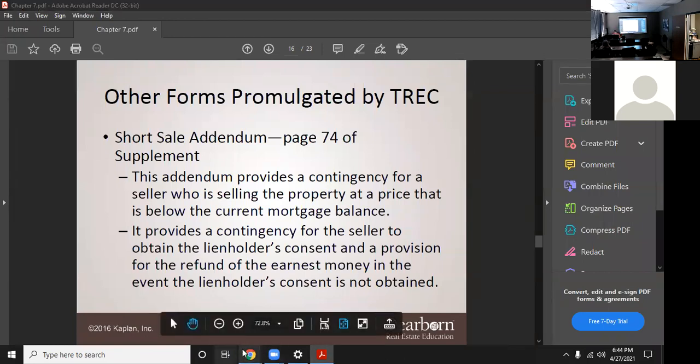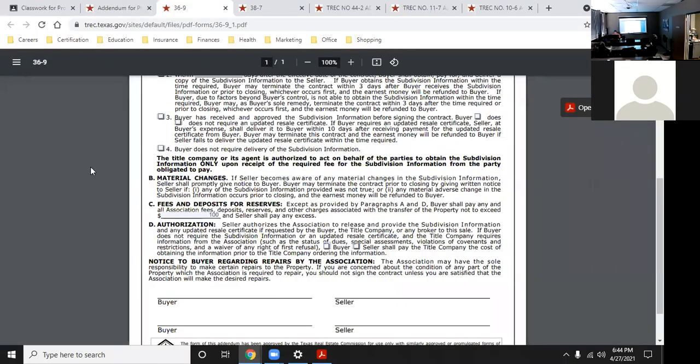I'll actually pull the form up too, so you can... Oh. So it would be more beneficial for them to do the short sale than to foreclose on them? Yes, you're basically trying to convince the bank of that.